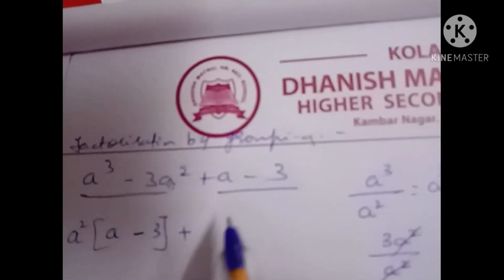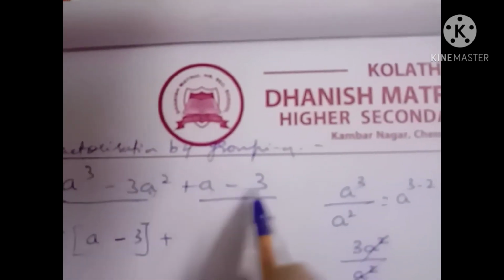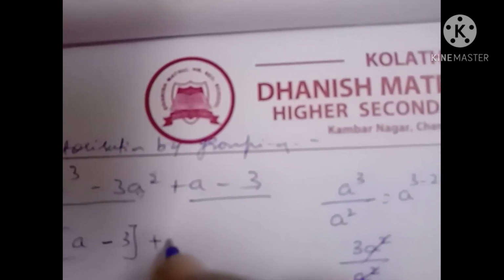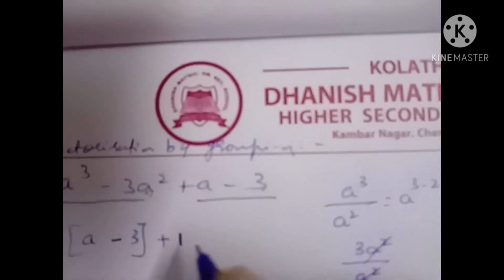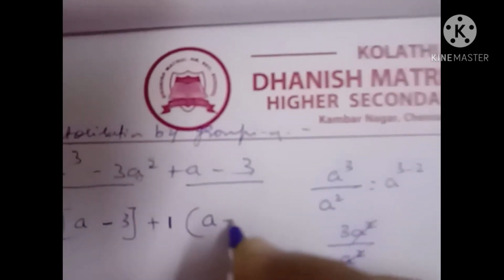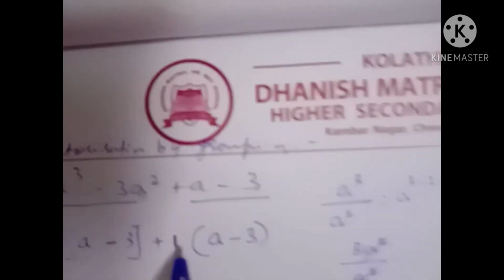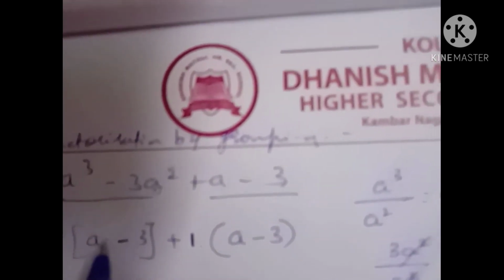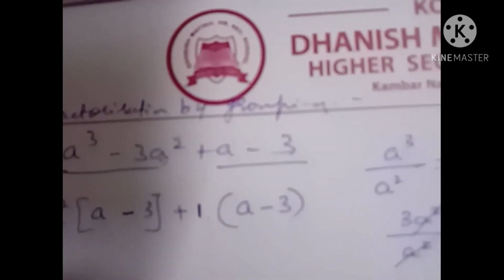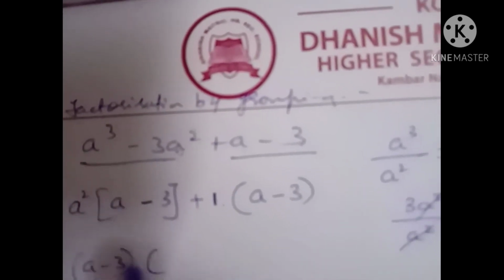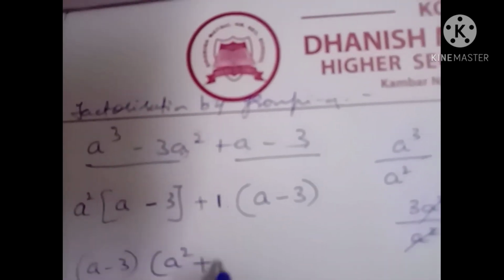Then again if you see here, a minus 3, that means 1 you have to take as a common factor, a minus 3. Now if you see here, the common binomial factor is a minus 3, and the remaining is a square plus 1.